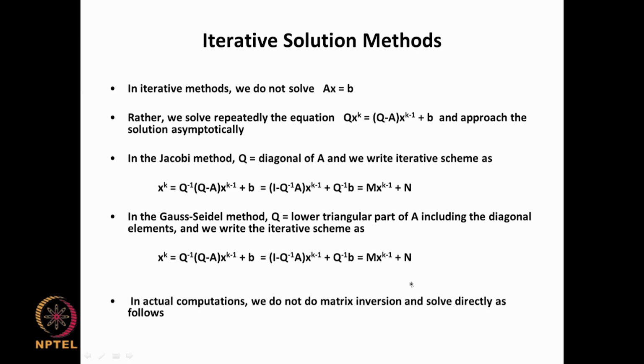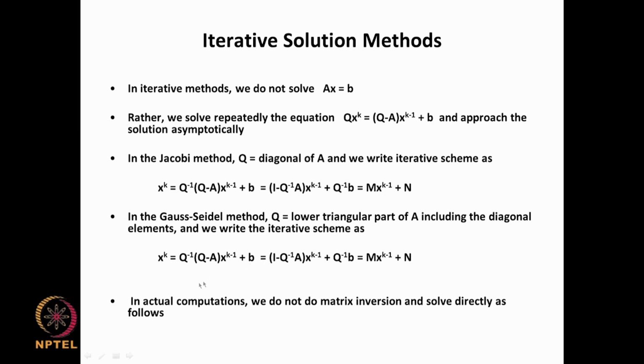Once you have this kind of formulation of the problem, then we solve with an initial guess, which can be arbitrary in the case of convergent schemes. We start with any initial guess, and then we get x1, you put x1 here, you get x2 and so on, and then we keep on doing it, and eventually the solution converges for a convergent scheme.